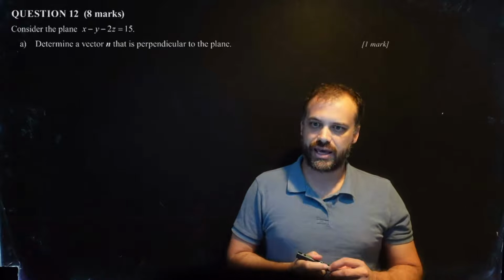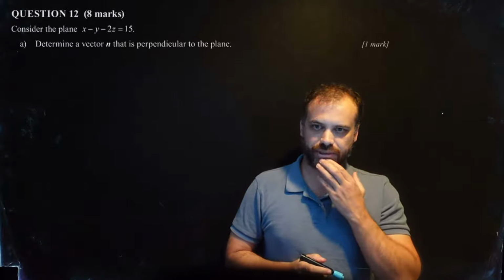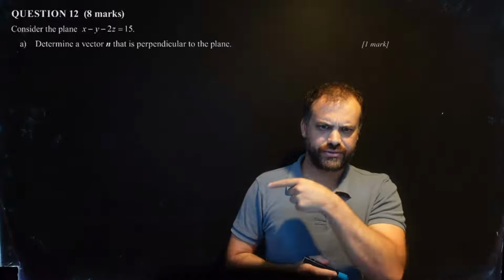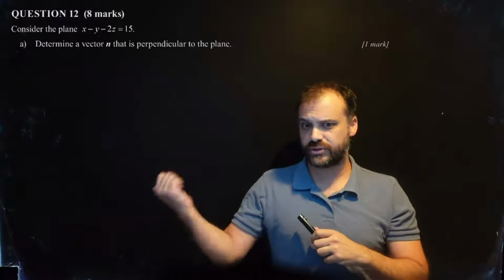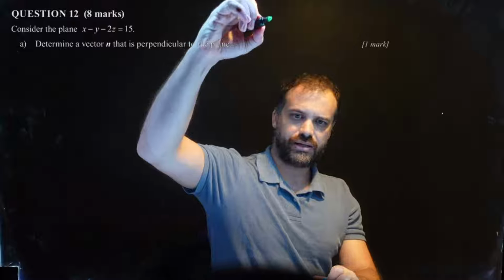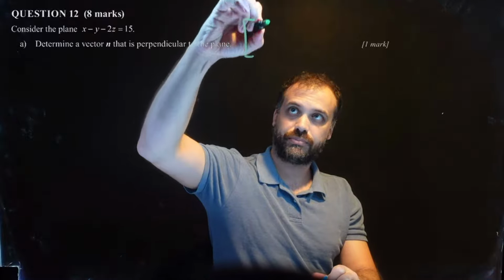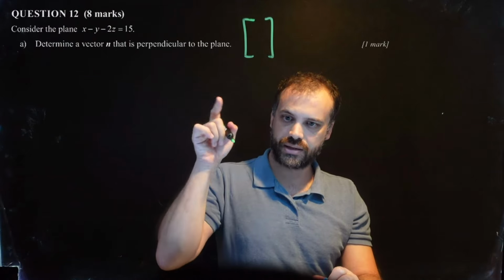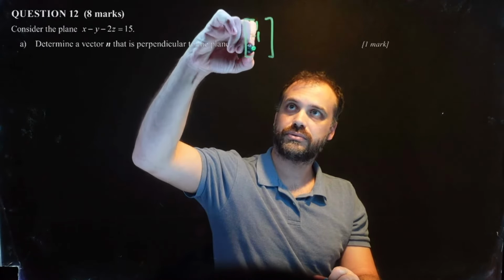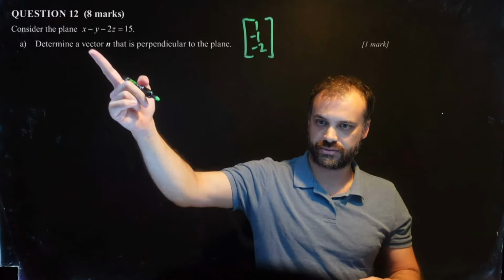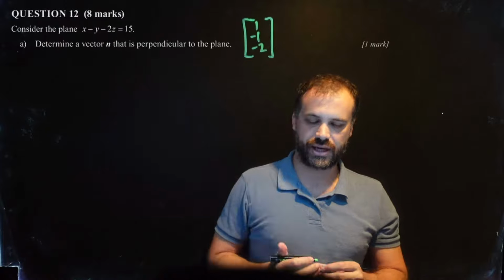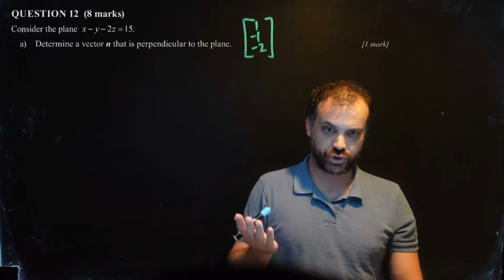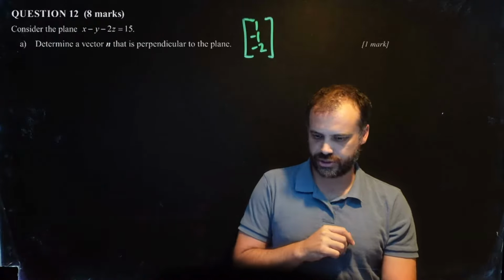Determine a vector n that is perpendicular to the plane. Oh, that was the previous question. If we could do the last question, we can do this one. It's very simple. It's 1, -1, -2. It's just the coefficients of x, y, and z. Okay, super easy. So let's do our next question here.